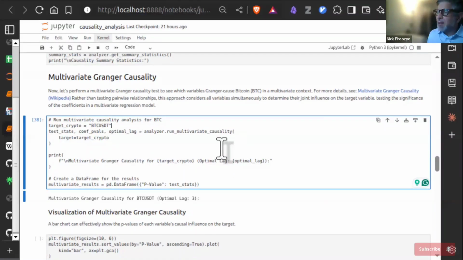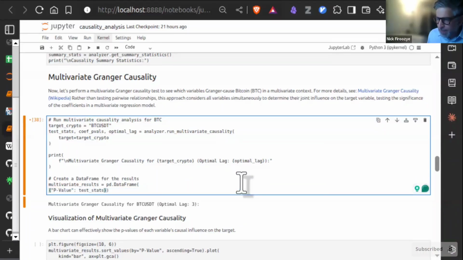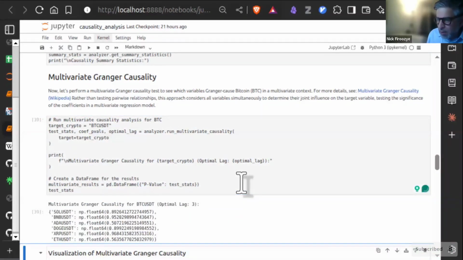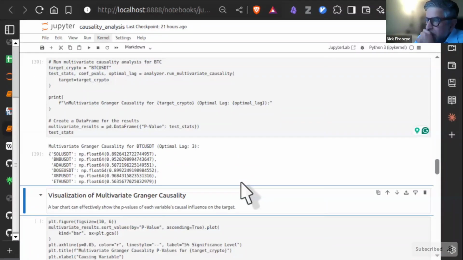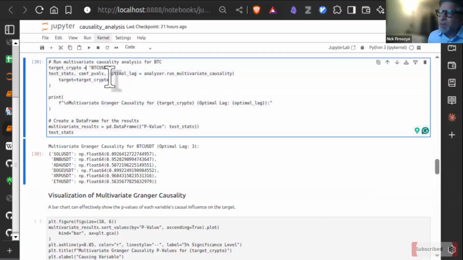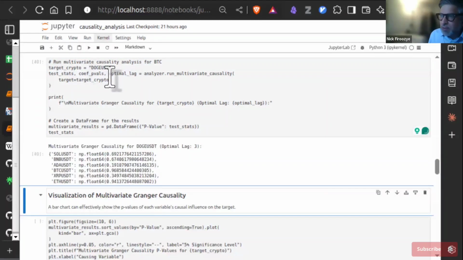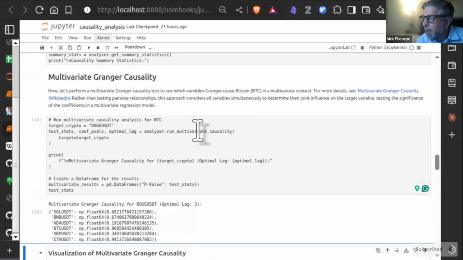Let me look here at what the test stats are. Oops, sorry. Let me see what I did here. Okay. Multivariate causality, optimal lag 3. So it looks like, in fact, this is not the one I wanted to do. Let's look at the other way. Let's look at something like Doge. Let's see if that works. Optimal lag 3. I'm just going to make sure for target crypto.